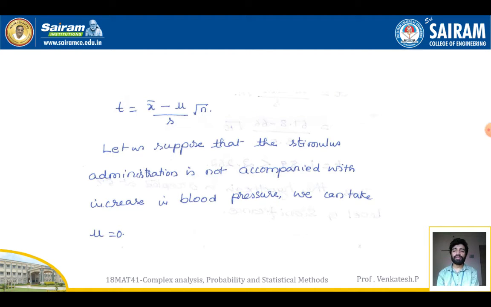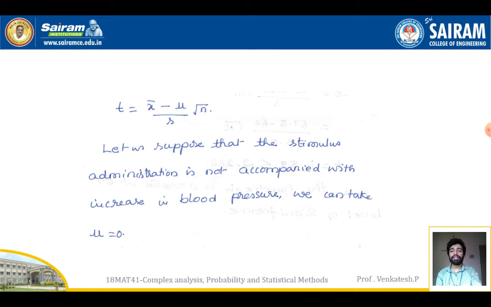So let t is equal to x bar minus mu by s into square root of n. First, let us suppose that the stimulus administration is not accompanied with an increase in the blood pressure. So I am going to assume the value of the actual mean by taking mu is equal to 0 by considering these conditions.